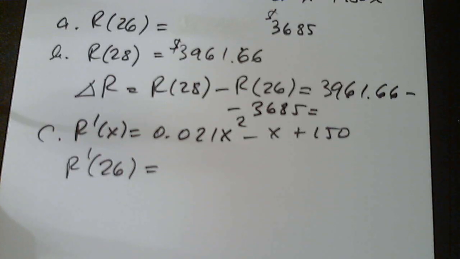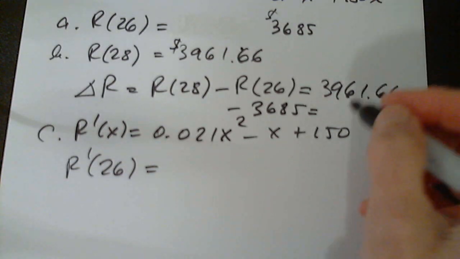If you can give this to me faster than I can find it, that would be great. 3961.66 minus 3685. So the increase in revenue is 276.66.